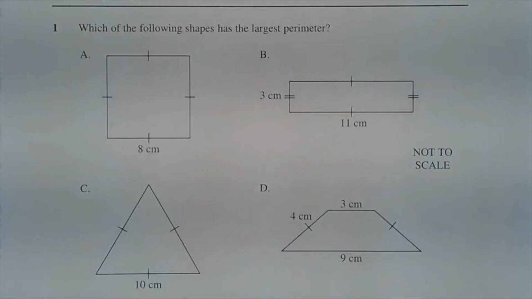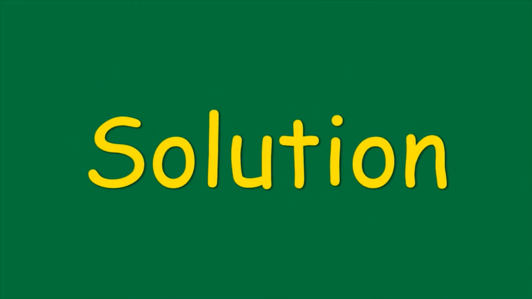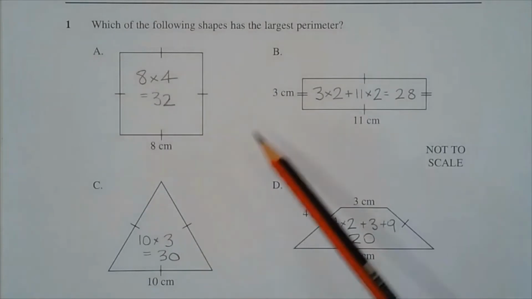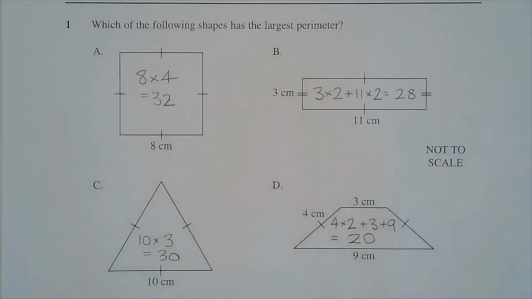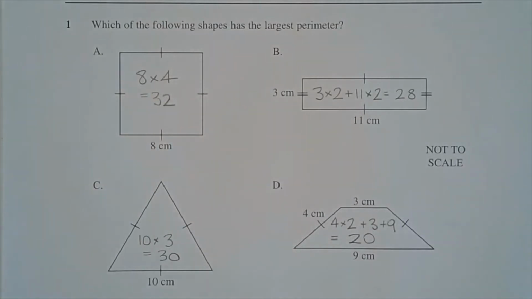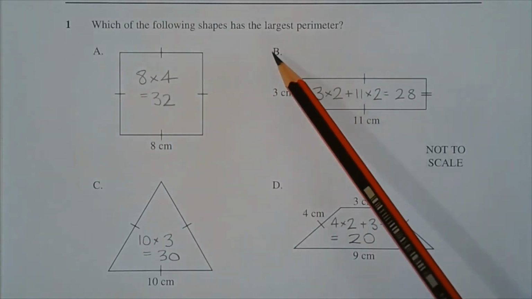Question 1. Which of the following shapes has the largest perimeter? The perimeter is the total distance around a shape. Let's consider each of the options in turn. Option A is a square. There are 4 equal sides, each side 8 centimeters, so the perimeter is 8 multiplied by 4, which equals 32 centimeters. Option B is a rectangle.